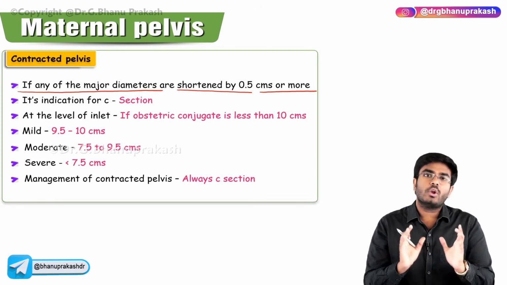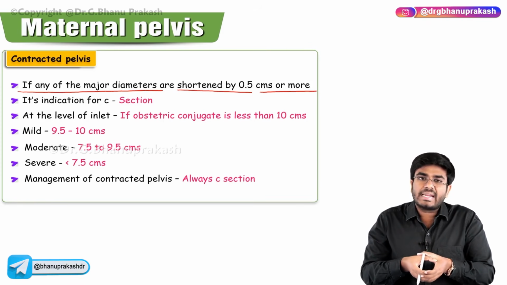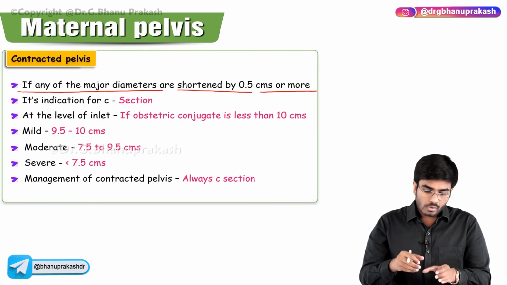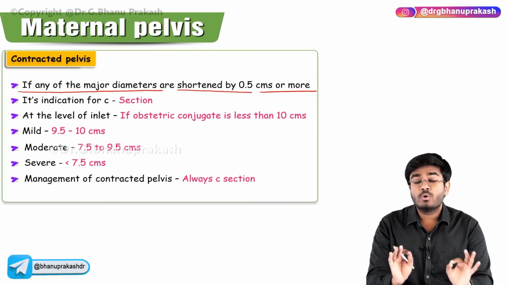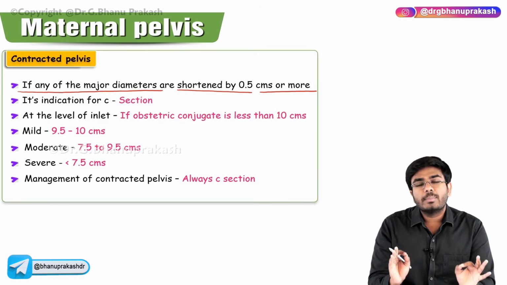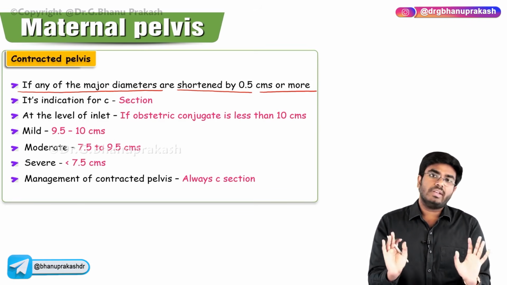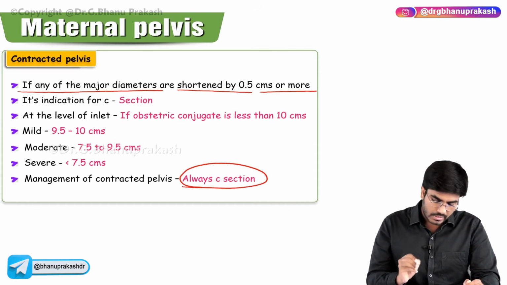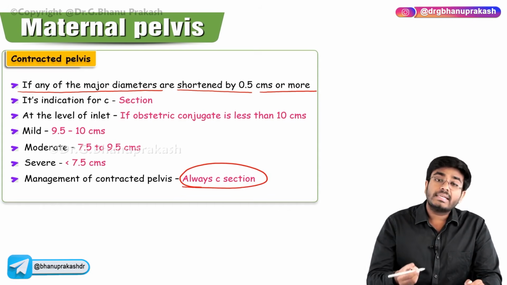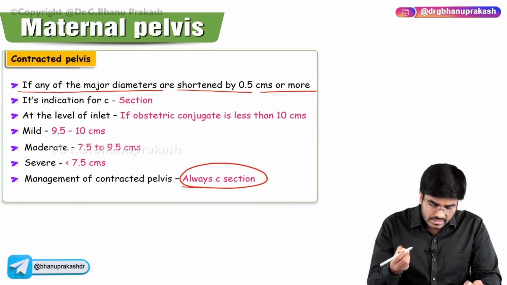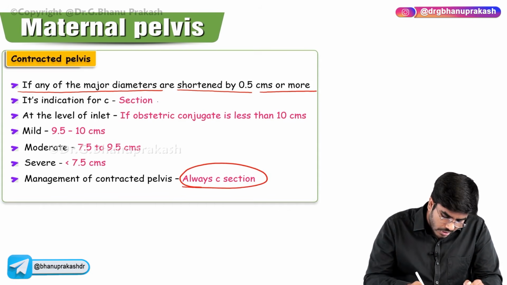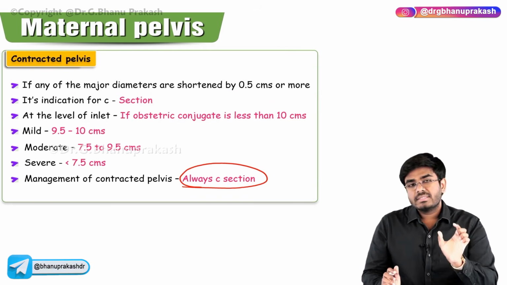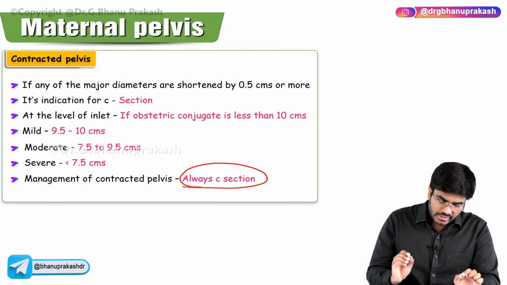Now, just think logically. If the pelvis is contracted, do you think normal vaginal delivery can occur? No. So the question is something like this: in a contracted pelvis, what is the mode of delivery? It is simple, C-section, always C-section. Is contracted pelvis an indication of C-section? Yes, absolutely. There is no doubt.